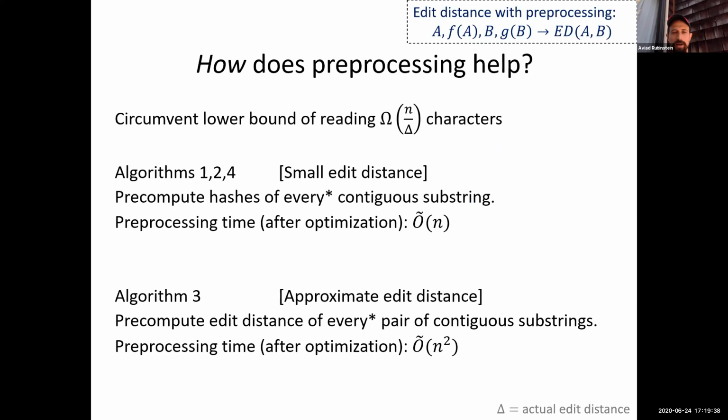Okay, last bonus slide. There are more, but I'll stop here. How do we actually use pre-processing? For the small edit distance algorithms, we just pre-compute hashes of every contiguous substring, every block of the substring. And then the pre-processing roughly takes linear time. For the approximate edit distance algorithm, we compute the pairwise edit distance of different blocks.